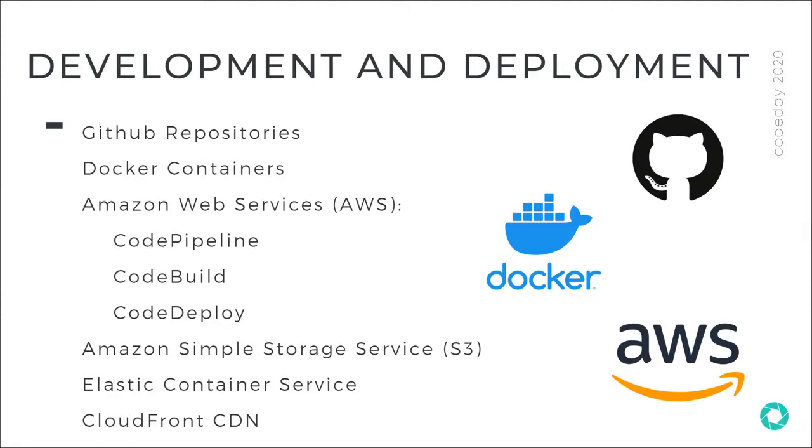Here's the breakdown of what our continuous integration and deployment pipeline looks like. So our API and UI source codes were stored and managed in GitHub. Code changes would trigger a build and deploy via Amazon Web Services CodePipeline. For the API, Docker images were built with CodeBuild, and then they were deployed via CodeDeploy to an Elastic Container Service cluster for high availability.